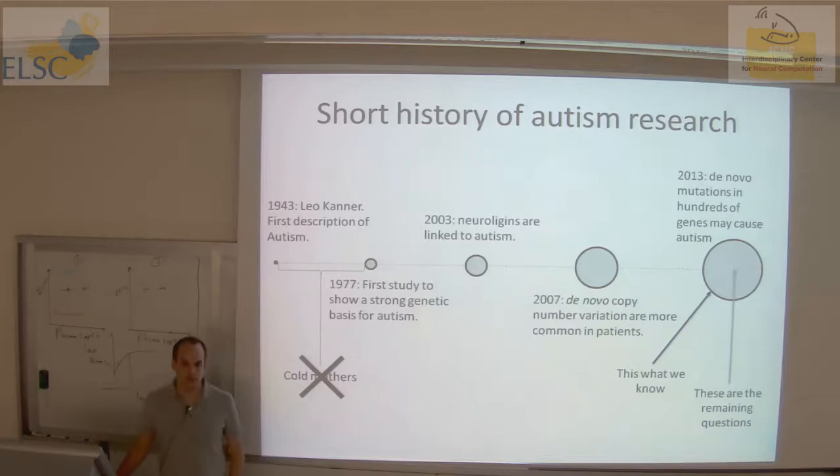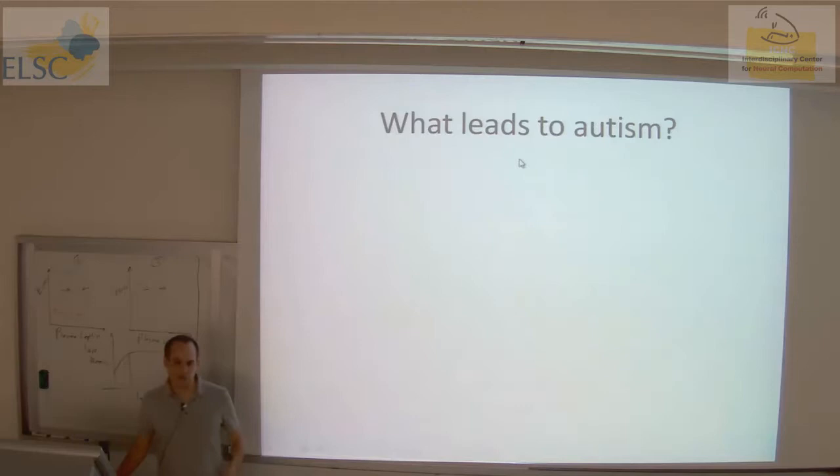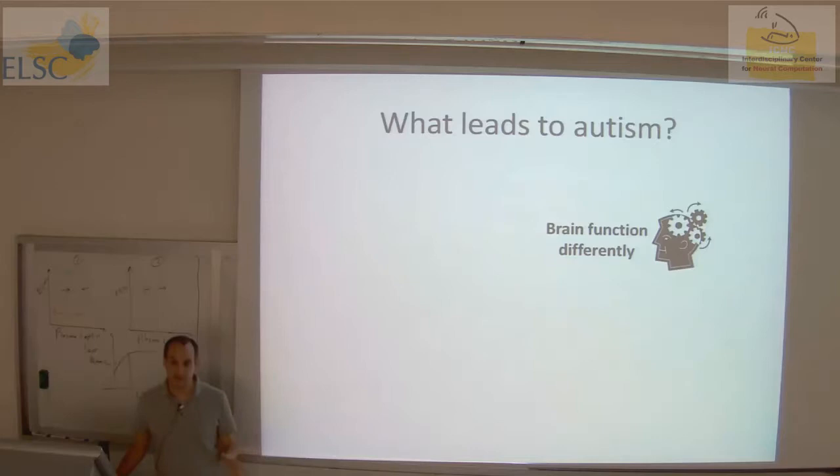I will talk about it later, much more. But so what leads to autism? So I know where I am. So that's why I started with saying that the brain functions differently, of course, in autistic children. And this probably leads to autism, yeah?